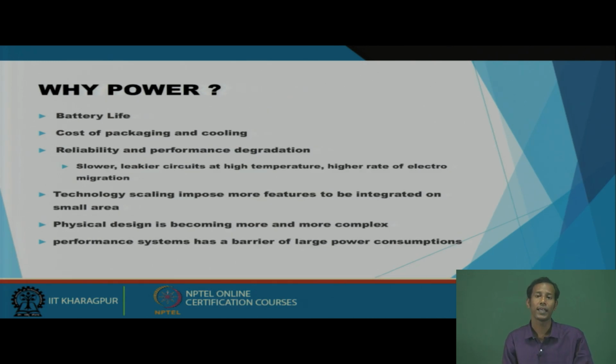So, why is power consumption so important, and why should we be bothered about power consumption in VLSI system design? The primary thing I said is battery life. Nowadays, the systems we need are miniature systems, and miniature systems have a limited power budget.